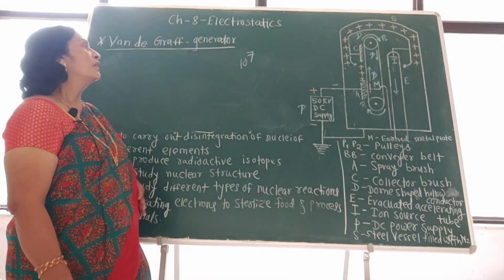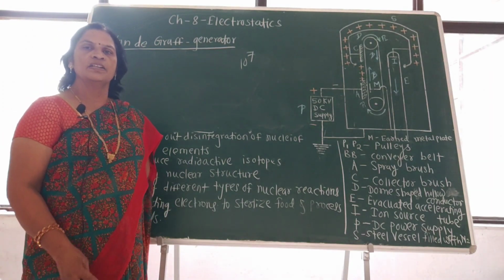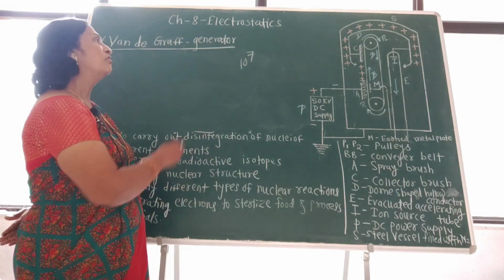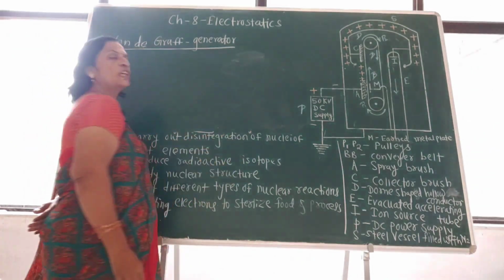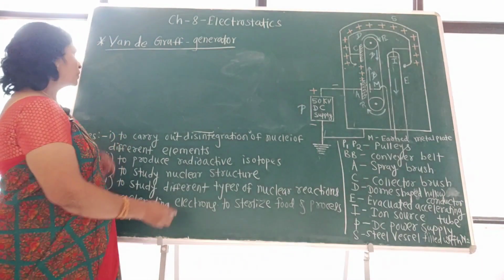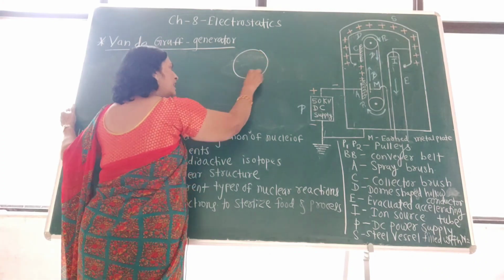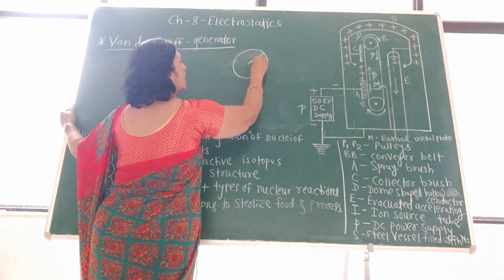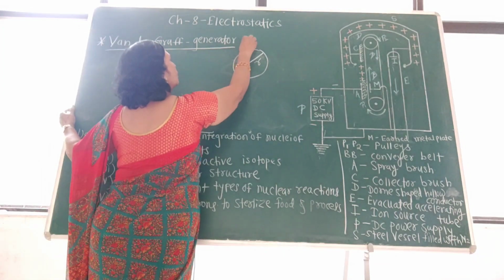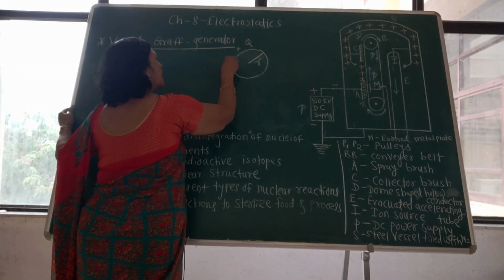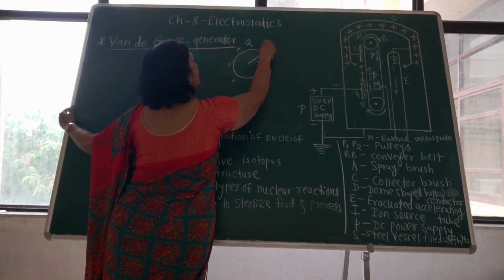Now, before studying this article, we will study one concept that is useful in the Van de Graaff generator. What is that concept? The concept of surface charge density. Suppose this is a sphere having radius R, and plus Q is the charge uniformly distributed on this sphere.